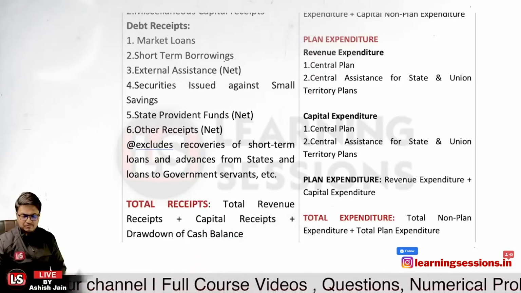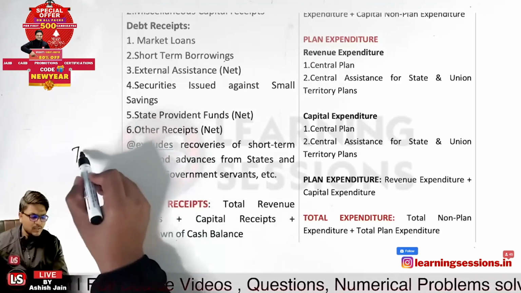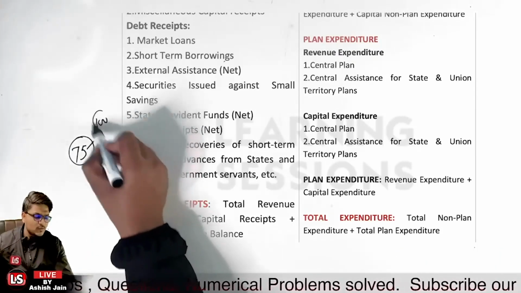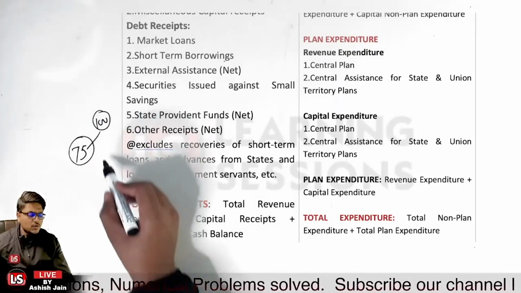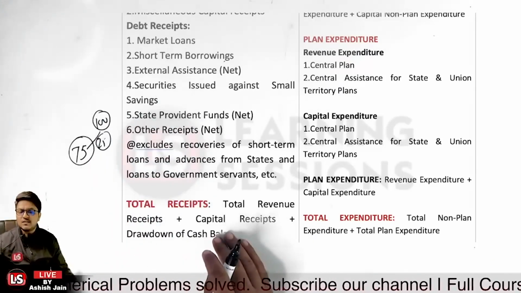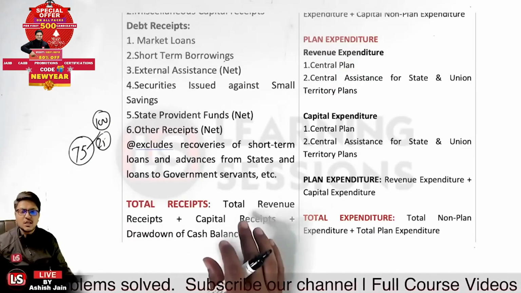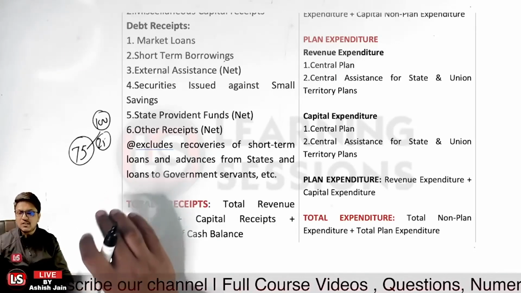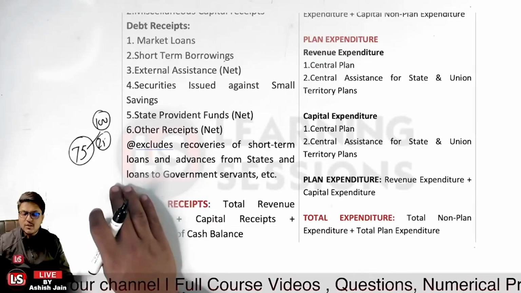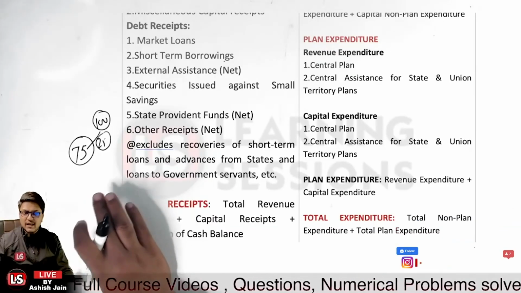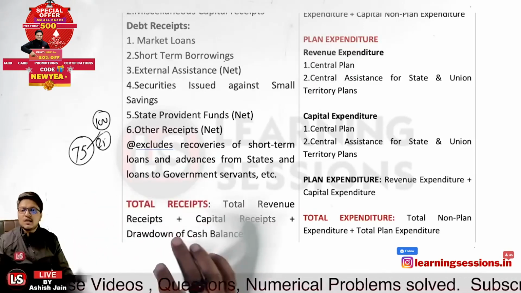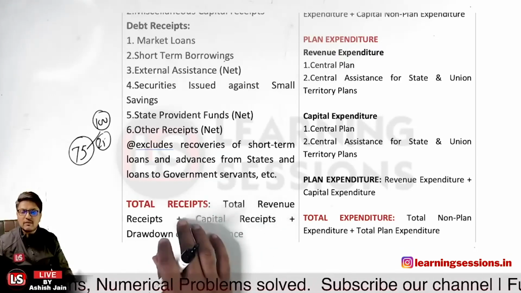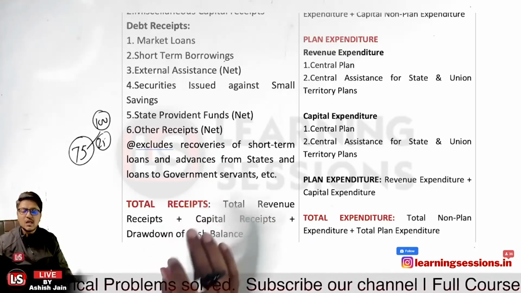So let us take the case that a security was worth rupees 75, but now due to the market yield it is worth rupees 100. Now the 25 difference is what? This is the drawdown cash balance. So if the Reserve Bank of India has invested in the secondary market into treasury bills or government securities, and now the prices are higher, in that case it would be the drawdown cash balance. Okay, so that is to be taken as such. It will not be covered in the revenue receipts. It will not be covered in the capital receipts. It will be taken as such.